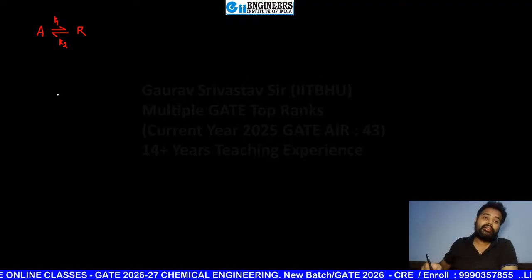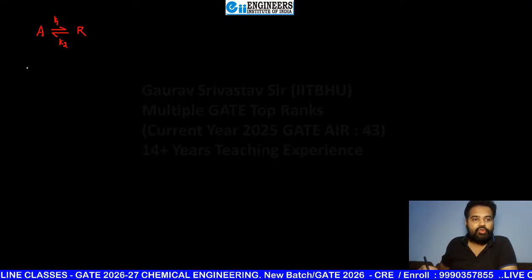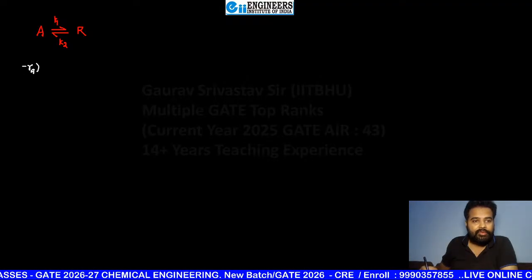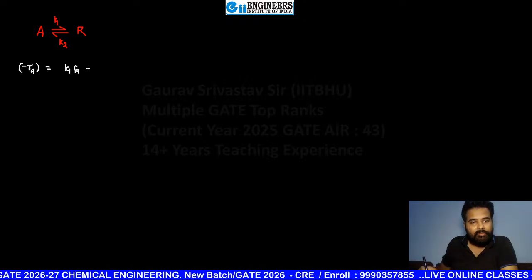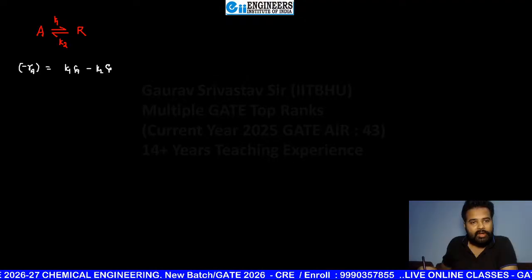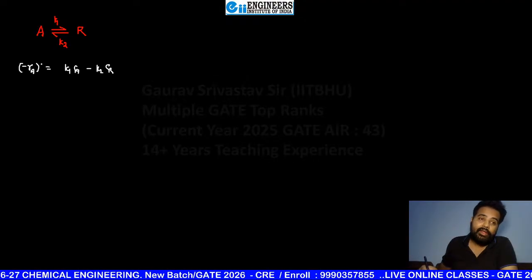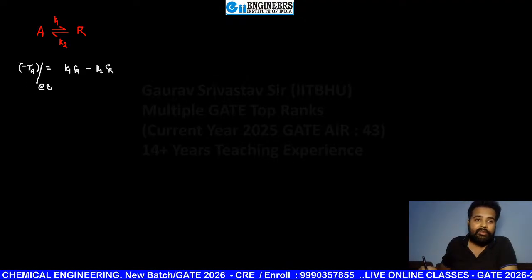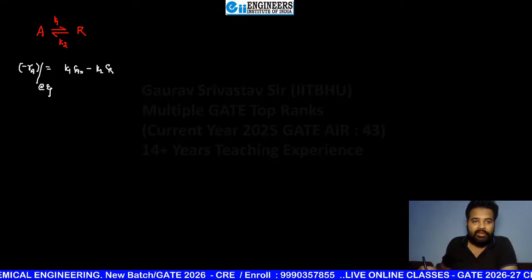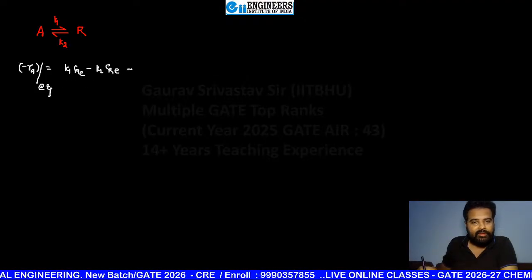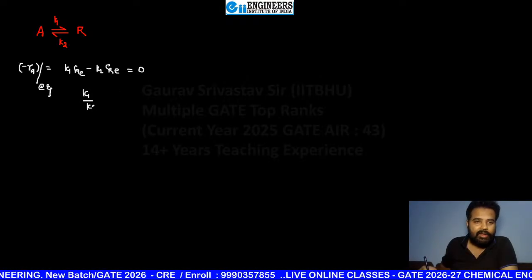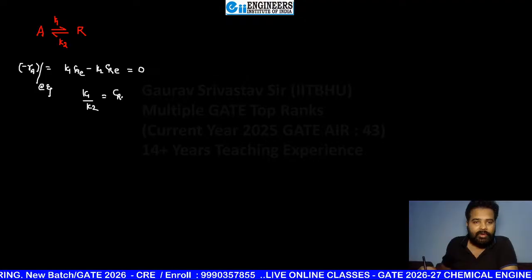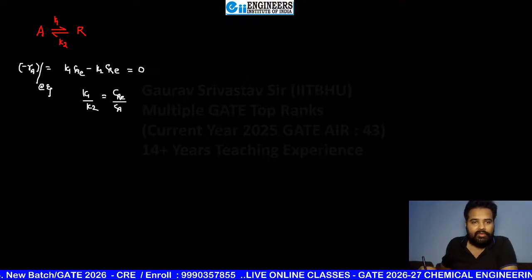One thing you have already seen: if you write the net rate of disappearance of A, it was k1 CA minus k2 CR. But if you take this rate RA at equilibrium, you can write CAE and CRE, and in that case it becomes equal to 0. So one equation we already developed is k1 by k2, which can be written as CRE by CAE.